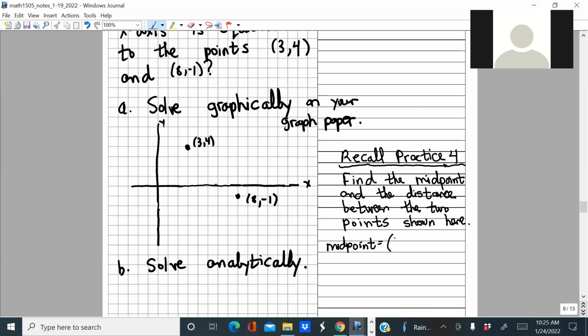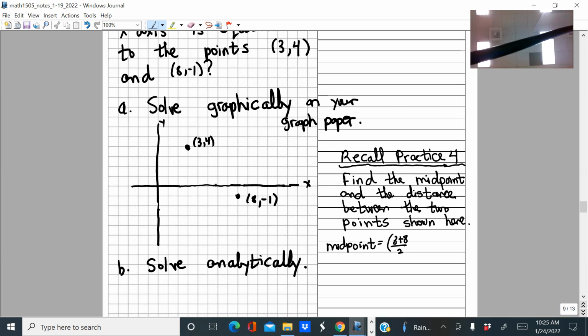No, you can leave it just like this. This is fine. So the way we got that 11 halves was just 3 plus 8, divided by 2. So that's 11 over 2, which is 11 halves. And of course, the way we got the y coordinate is just 4 plus the -1. So that's 4 minus 1 divided by 2, which is 3 halves.